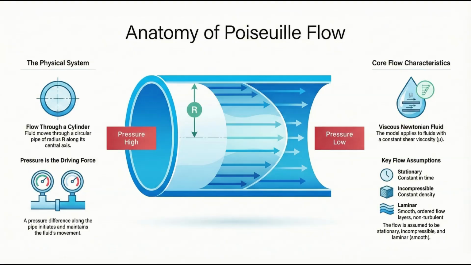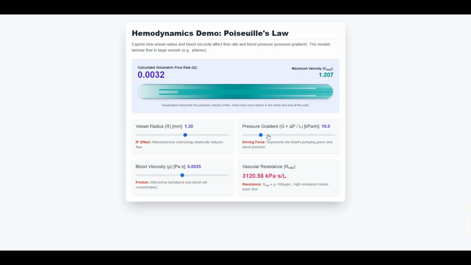First, this whole thing only works under certain conditions. We're talking about a smooth, layered movement, what's called laminar flow, of a simple fluid, like water, that's being pushed by pressure through a basic circular pipe.